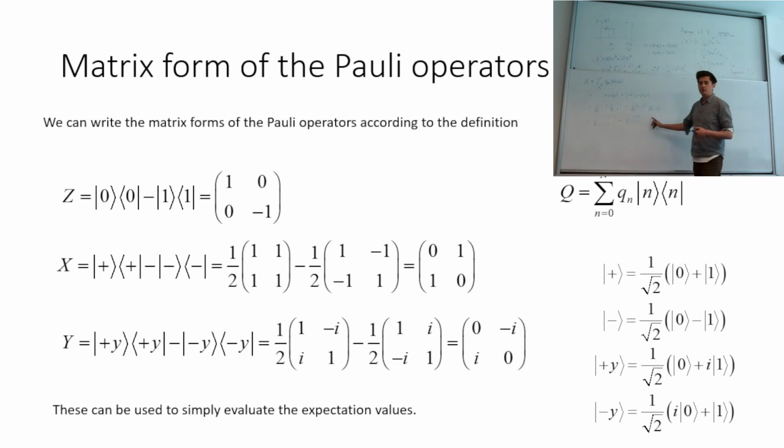Remember, this calculation looks a lot like when I was writing the matrix form of the identity operator. The only thing that's different here is this minus sign. If this was a plus, these off-diagonal terms would cancel, and you would just get the identity operator. But here, because of this minus sign, the diagonals cancel, and the off-diagonals are the ones that remain.